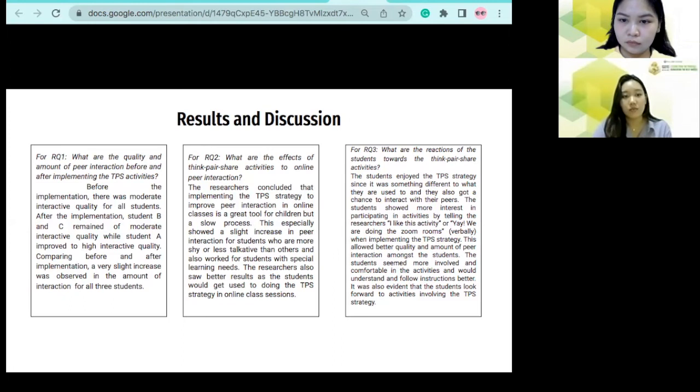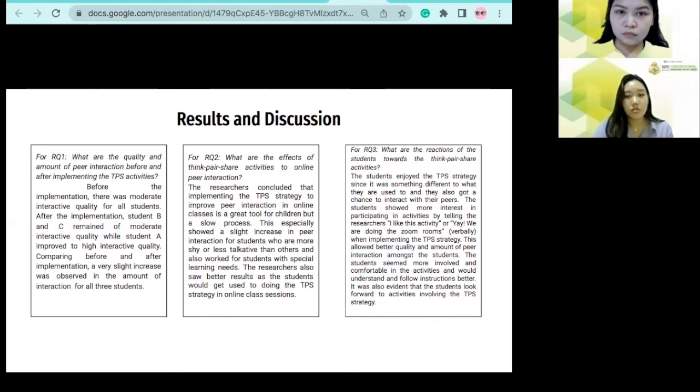Comparing before and after implementation, a very slight increase was observed in the amount of interaction for all 3 students. For question number 2, what are the effects of think, pair, share activities on online peer interaction? The researchers concluded that implementing the TPS strategy to improve peer interaction in online classes is a great tool for children, but a slow process. This especially showed a slight increase in peer interaction for students who are more shy and less talkative than others, and it also worked for students with special learning needs.